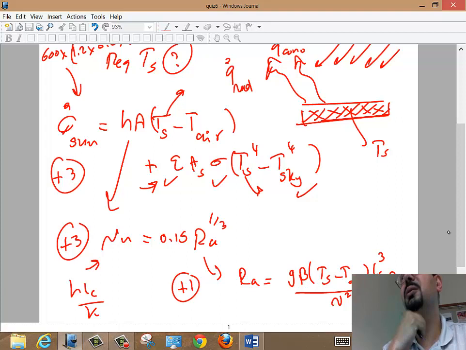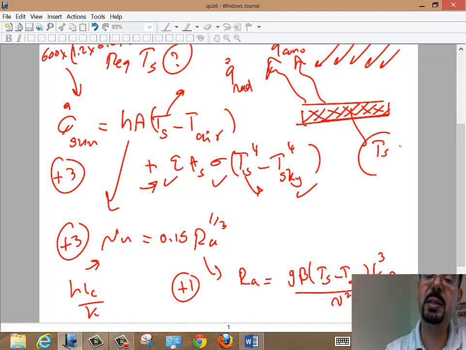All right. So we need the properties, and we said all those properties need to be at TS or T air or T film, probably, right? Problem with T film is, I don't know TS.